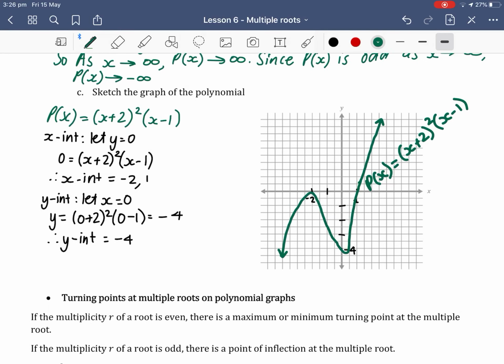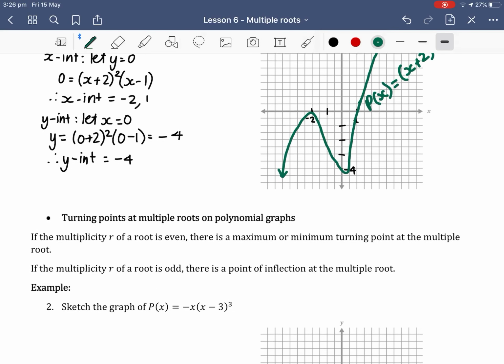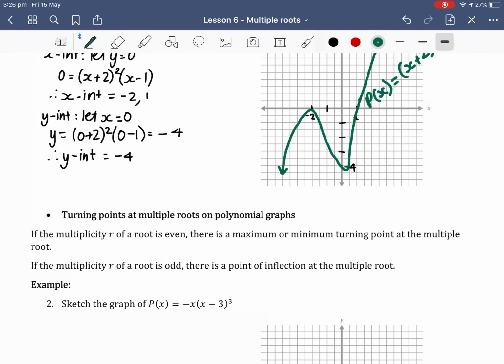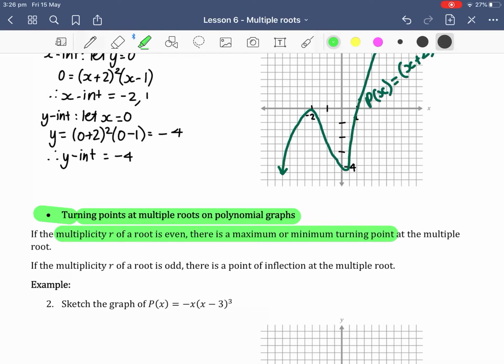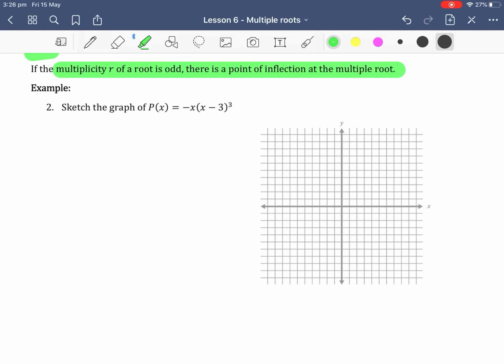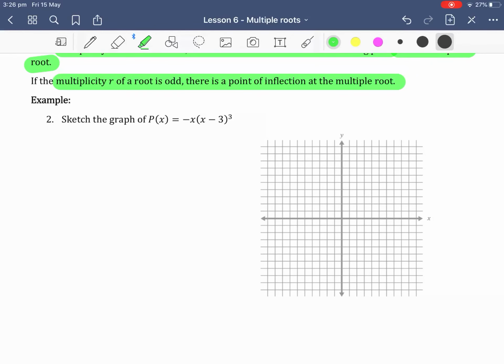So then we have turning points at multiple roots on polynomial graphs. If the multiplicity r of a root is even, there is a maximum or minimum turning point at the multiple root. If the multiplicity r of a root is odd, there is a point of inflection at the multiple root. We want to sketch the graph of P(x) equals negative x times (x - 3) all cubed.